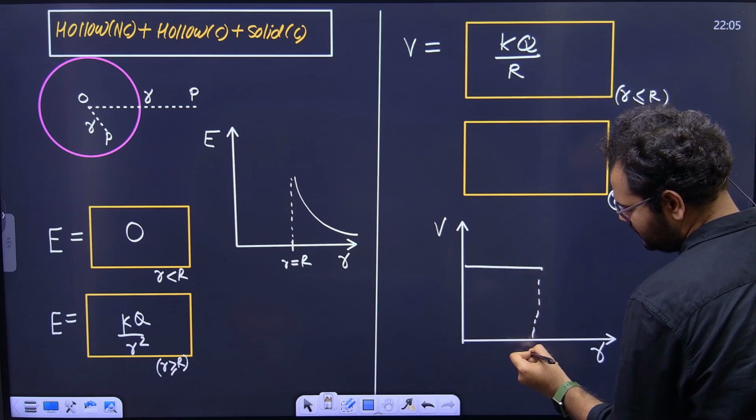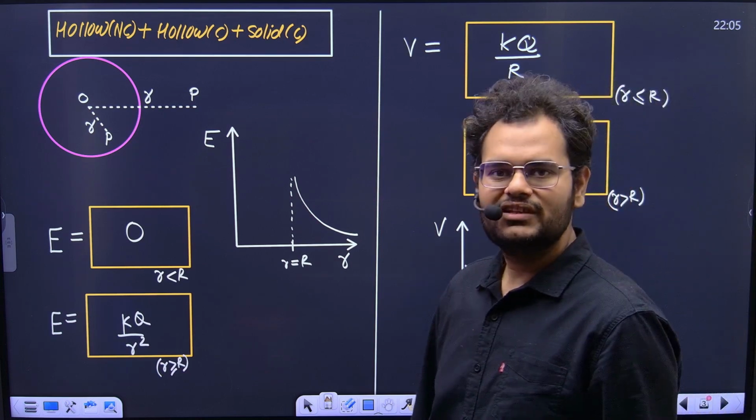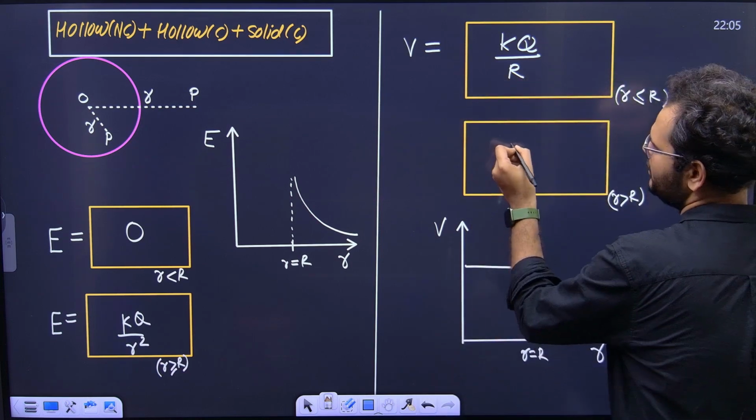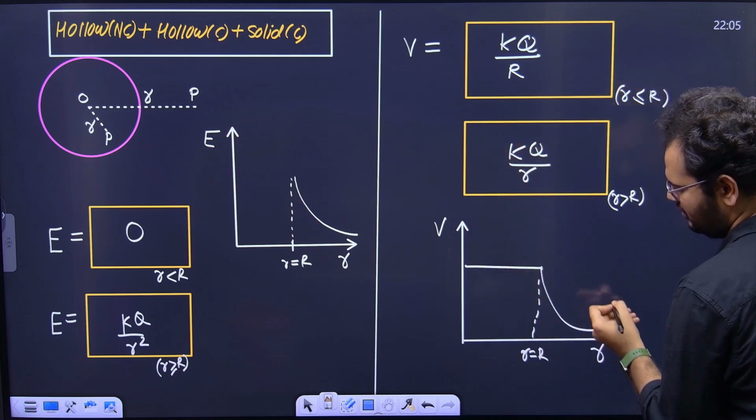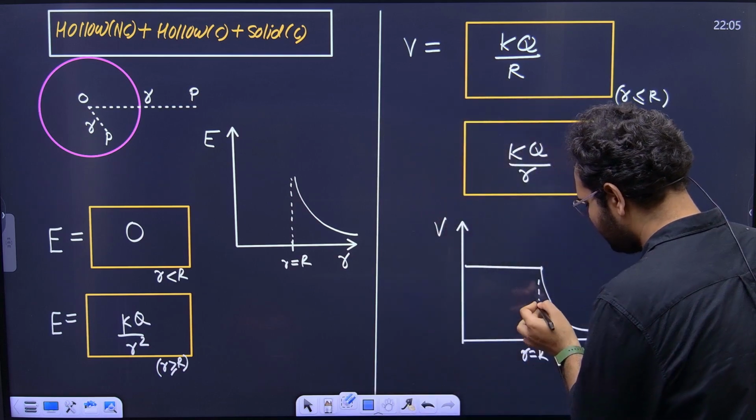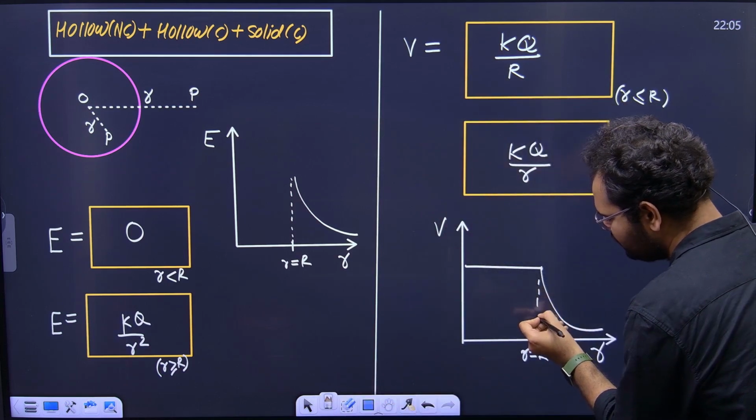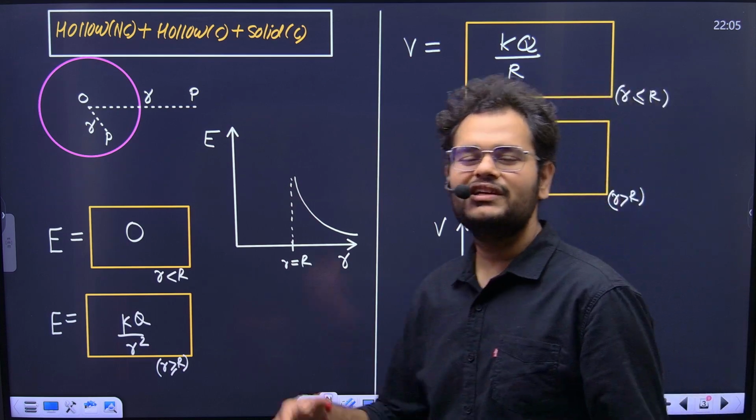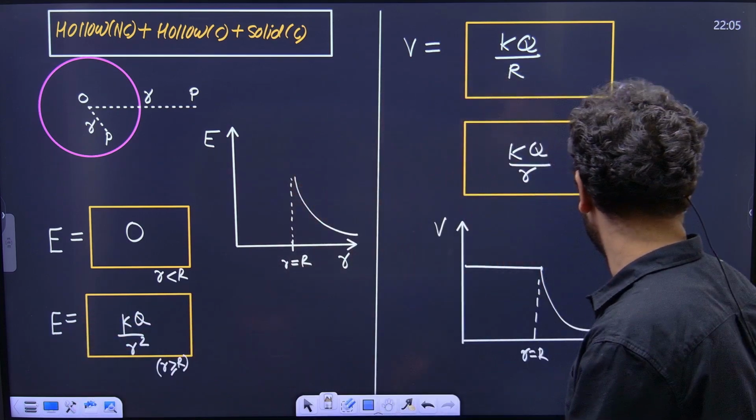So this is still small r is equal to capital R. What happened after that? Point charge, simple. Point charge. So our discussion for sphere is completed. We have covered both hollow and solid sphere, all types of conducting, non-conducting, everything we have covered. Okay, now let's move to the next part.